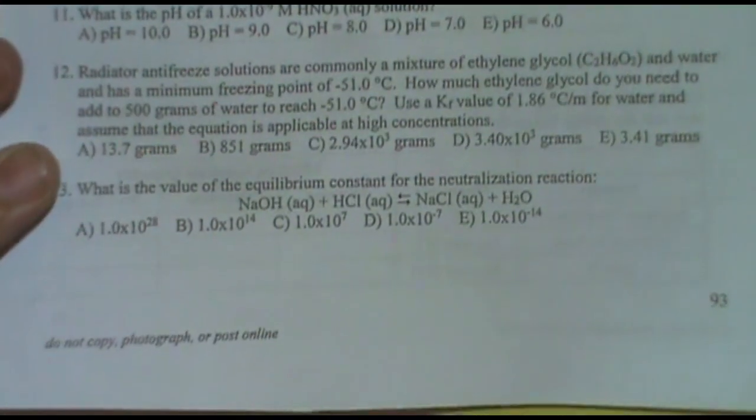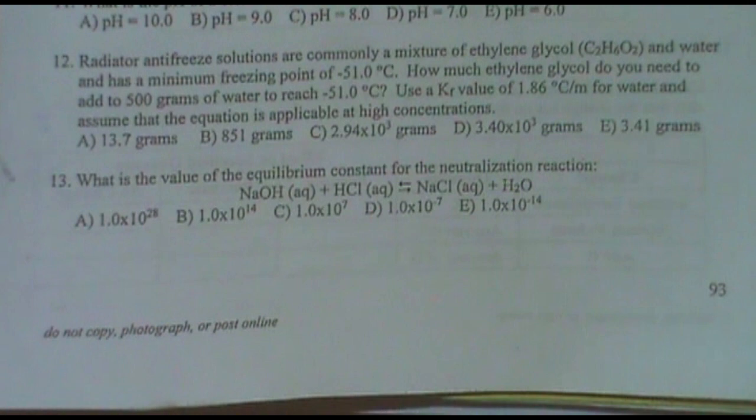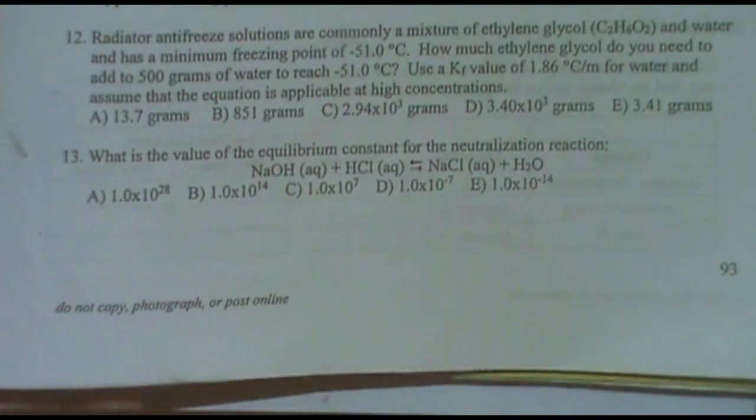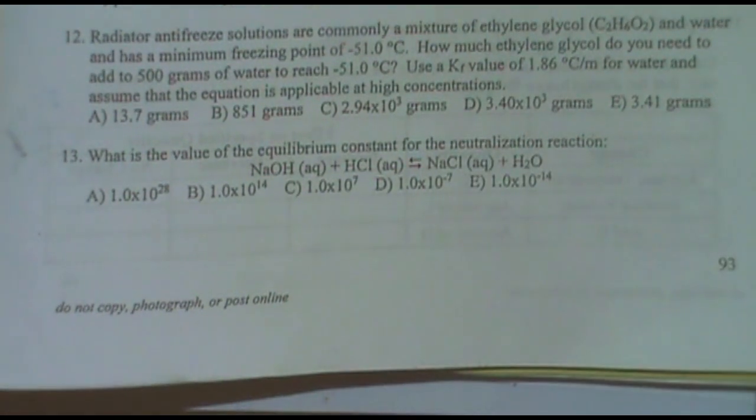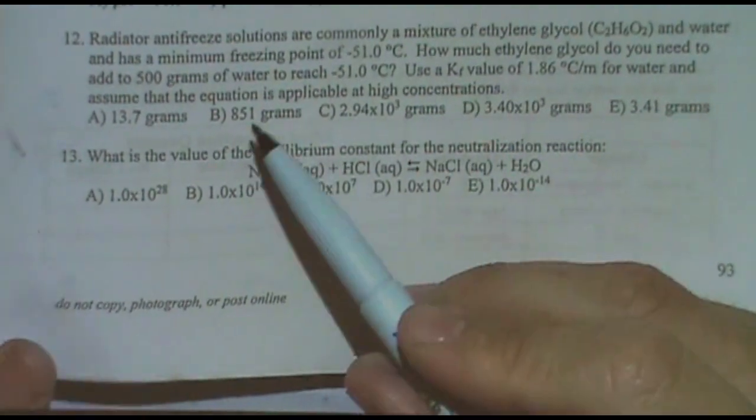A setup again? Is that just a generic setup? Yeah, okay. All right, here I see freezing point, I see Kf, I'm automatically thinking colligative properties again. So I'm thinking ΔT equals iKm. Let's see what they want to find.